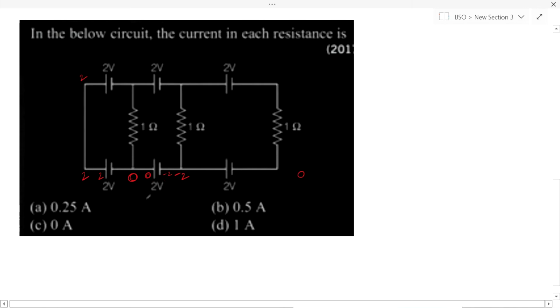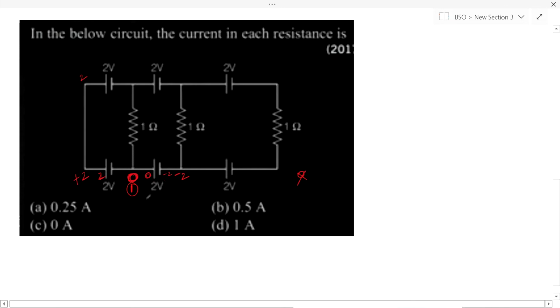No, in this case, first I've considered this as 0 potential. You can choose anything as 0, but I haven't considered this because there is a resistor over here. This point there is no resistor, there is nothing, so I've considered this point as 0. Then this will be 2 potential, correct? So this will also be 2. Now when we go to the negative side, this will be minus 2, na?